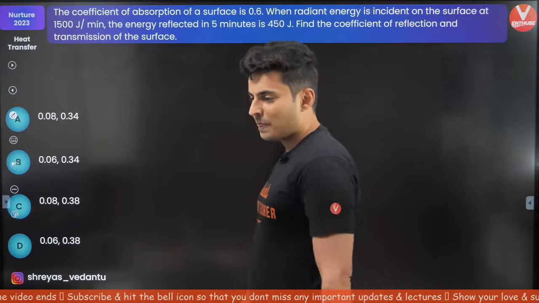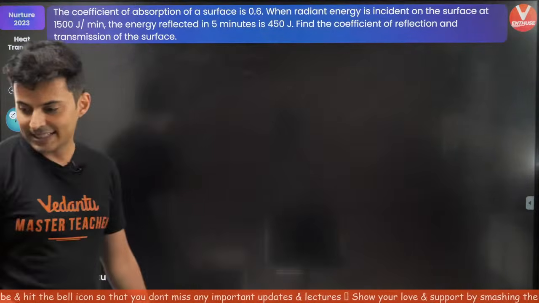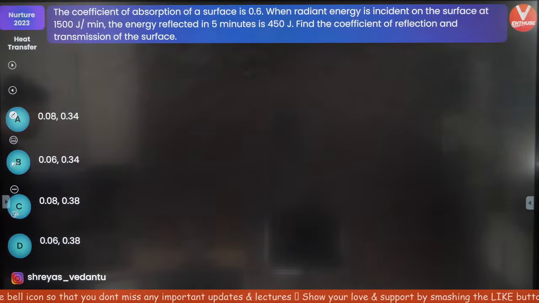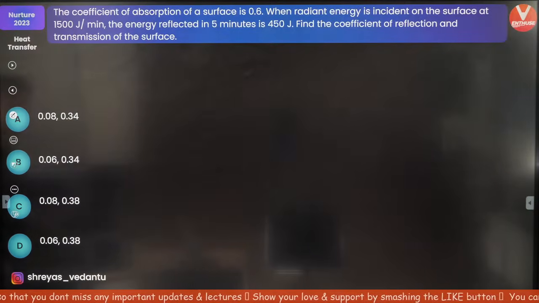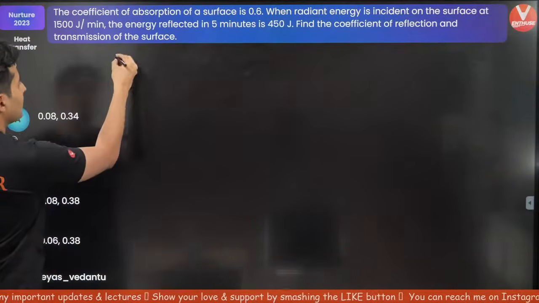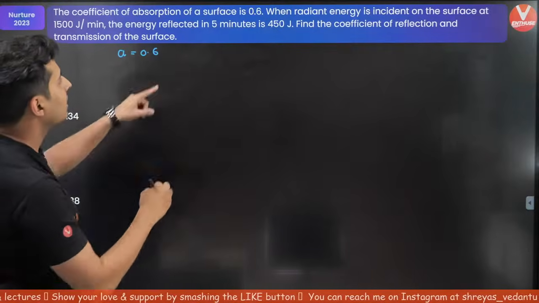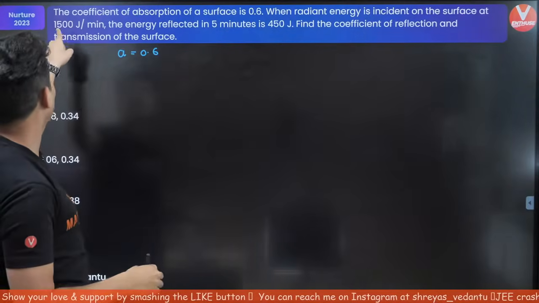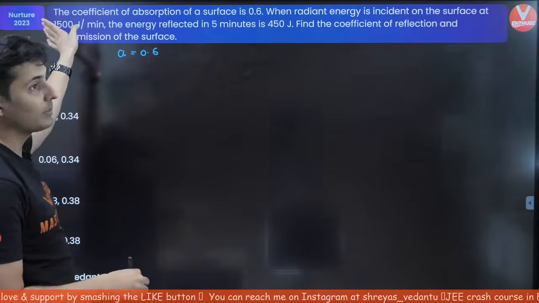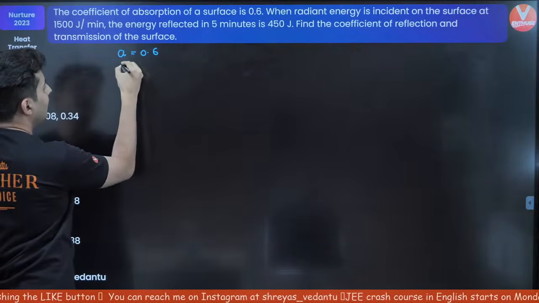Let's see how many of you got this. Come on, my warriors. Let's think about it. First of all, start seeing what you know and what you don't know. The coefficient of absorption is given, so that means A is basically 0.6. The radiation energy is incident at 1500 joules per minute, so energy per unit time is given. So QI rate is given.